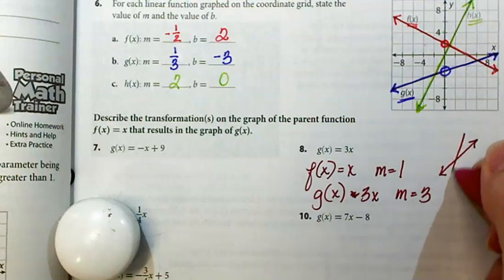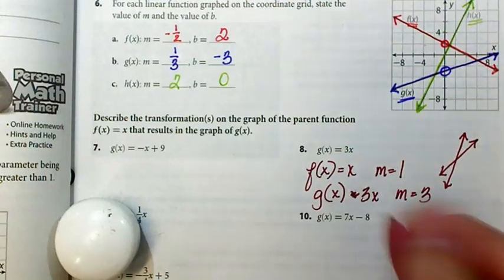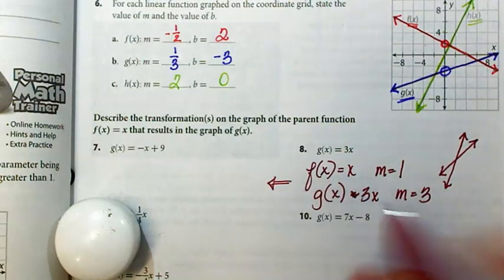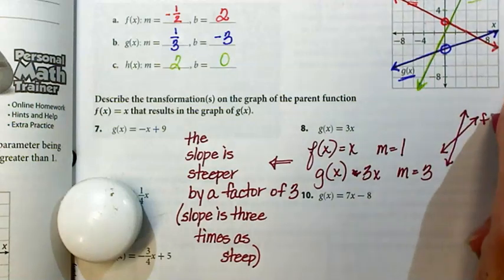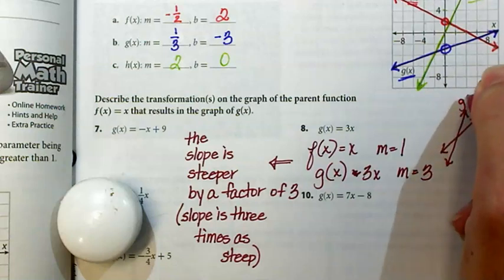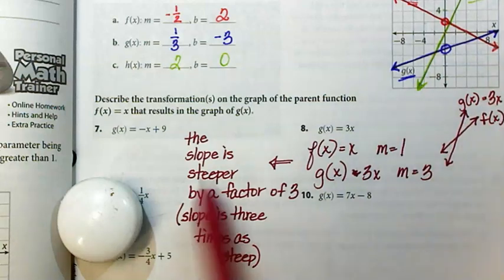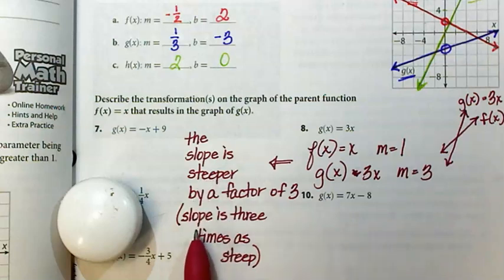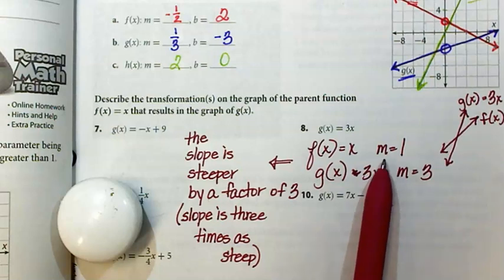G of x is going to be steeper. Okay? So the slope is steeper by a factor of 3. I'm going to write that over here. All right. So just to clean this up, remember this one's the original. This one is the steeper one. And I know it's just a sketch. I don't even have grid lines, but all you've done, you haven't changed the y-intercept. You've just made the slope steeper by a factor of 3. In other words, the slope here is 3 times as steep as the slope on the original line.